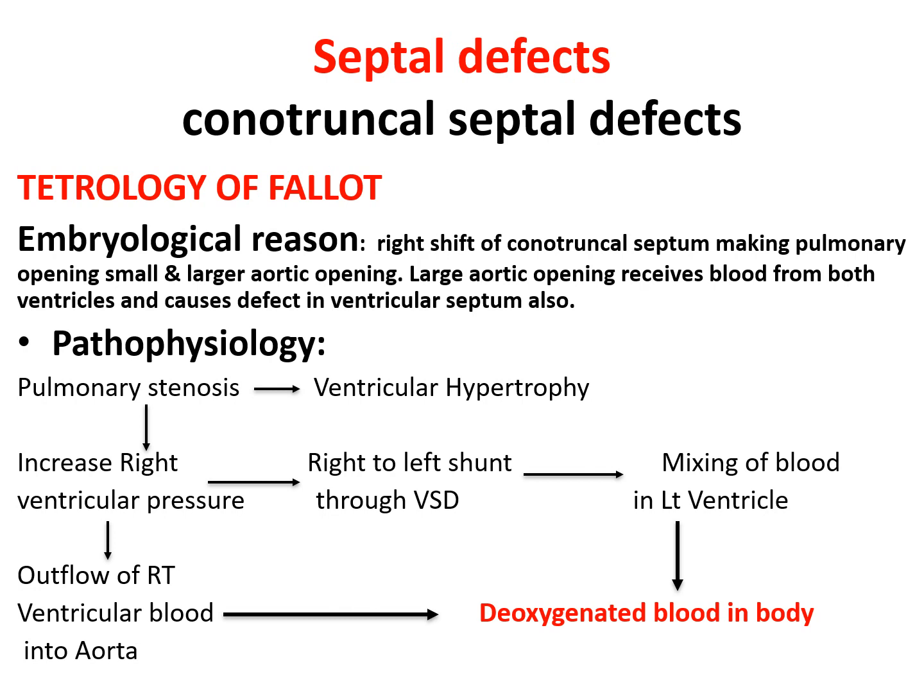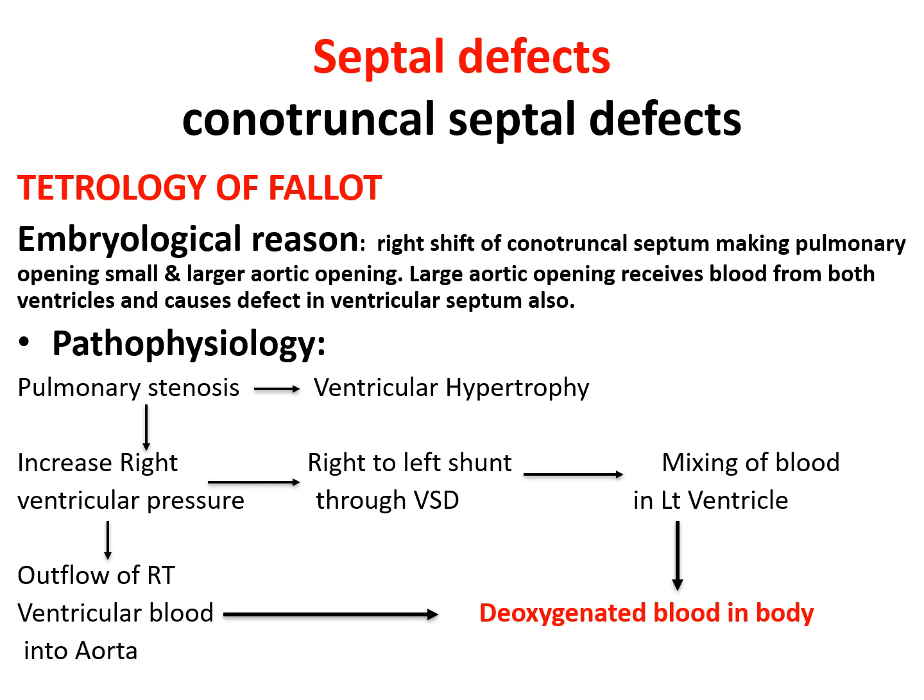And it causes, because the bulboventricular septum, the conotruncal septum has shifted towards the right side, that means it will not be able to fuse with the septum intermedium. So because of that, there is ventricular septal defect also. So what is the pathophysiology?